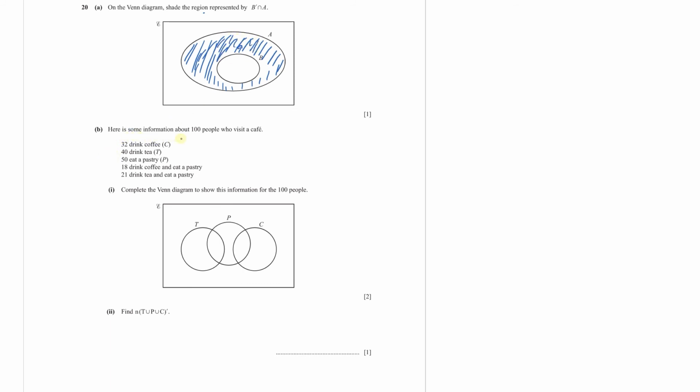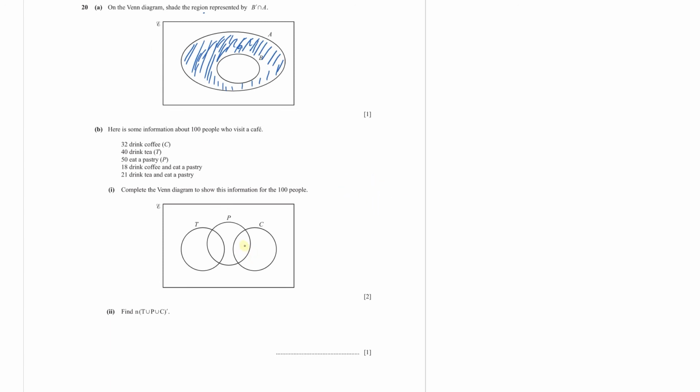Part B is, here's some information about 100 people who visit a cafe. 32 drink coffee, 40 drink tea, and so on. So complete the Venn diagram to show this information for the 100 people. So you always start with the intersecting regions. If you have a Venn diagram, something like this, where you have multiple intersection regions, you start with this one where all three intersect. Here, the maximum intersection is between two sets. Here you have an intersection with three, so you always start with this one in the middle, but we don't have this here. So I can start with any of the two intersecting regions.